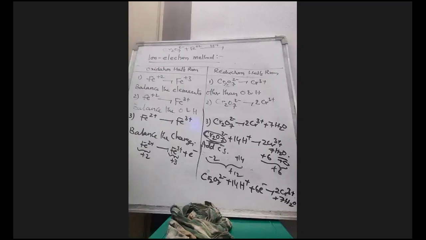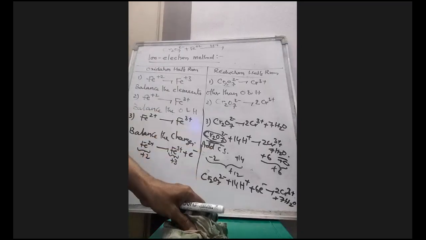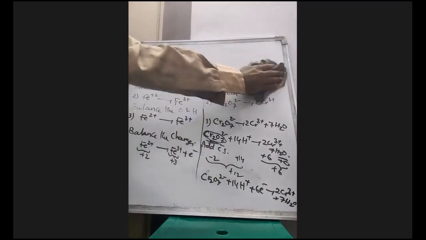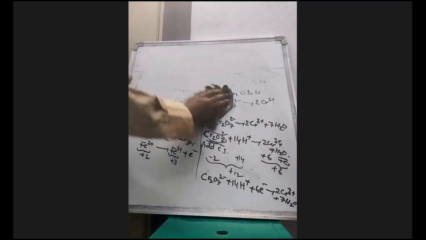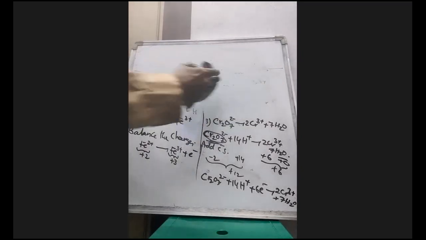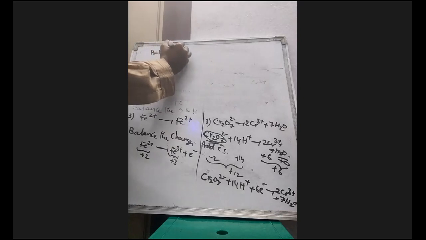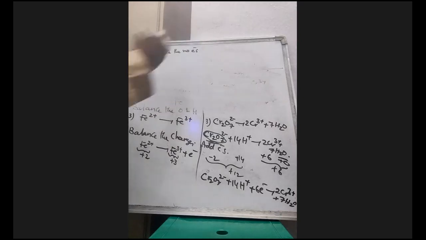We have to add that number of electrons, right? So balancing of charges is now complete. The next step, after balancing the charges, is to balance the number of electrons: whatever electrons are present on the reactant side should be present on the product side also.